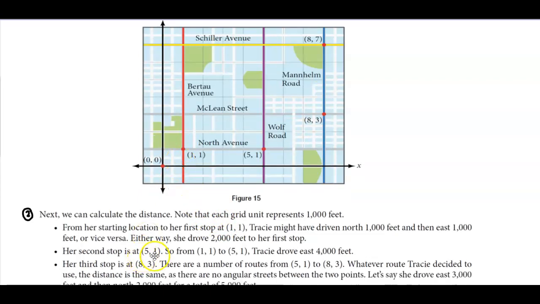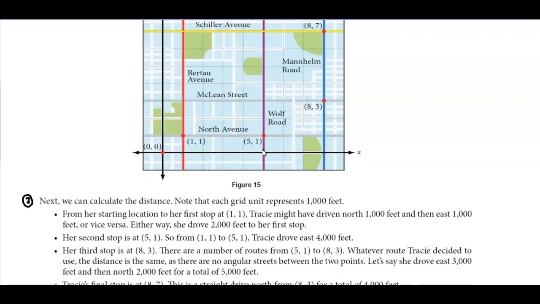Now her second stop is at (5, 1). So from (1, 1) to (5, 1), Tracy's going to drive 1, 2, 3, 4. That's 4,000 feet, because again, one unit represents 1,000 feet.